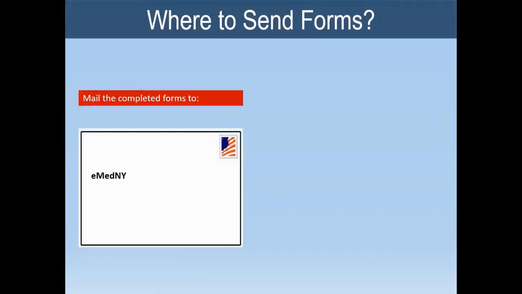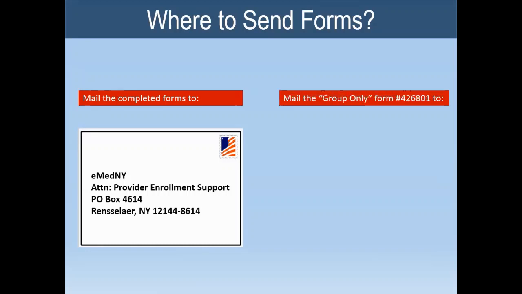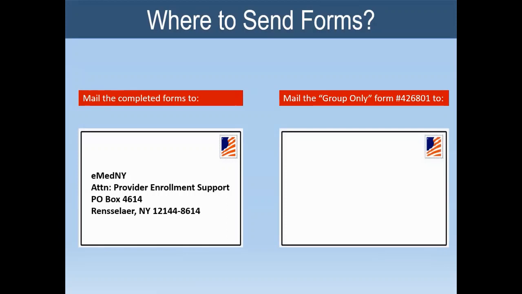Where to send forms. Mail the completed forms to eMedNY, Attention Provider Enrollment Support, P.O. Box 4614, Rensselaer, New York 12144-8614. Mail the group-only form number 426801 to eMedNY, P.O. Box 4610, Rensselaer, New York 12144-4610.